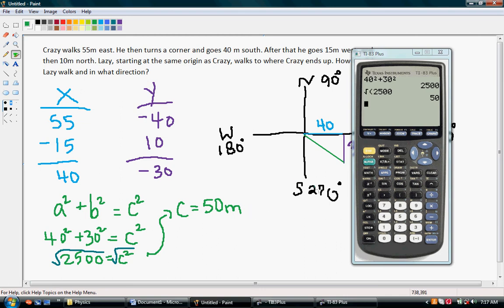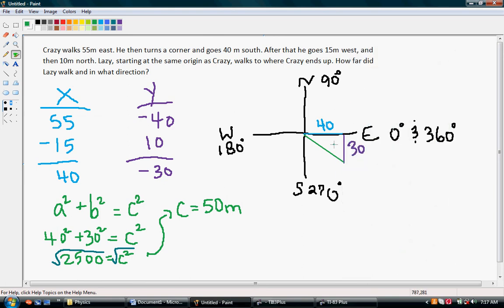But we want to know, what is the new direction of Lazy's path? So what we're looking for here is this theta, and once we find it, we can subtract it from 360 to find the direction. There's the direction in which Lazy traveled.